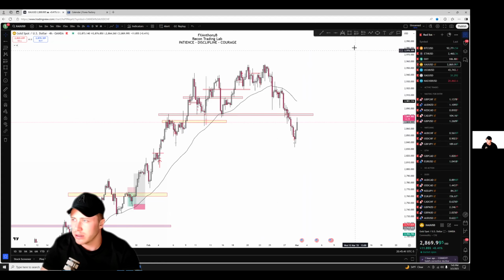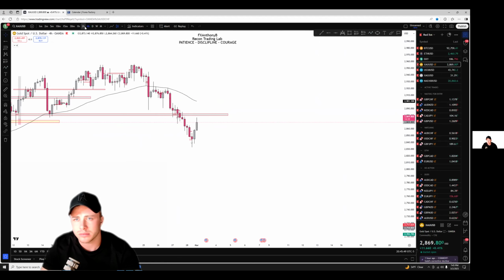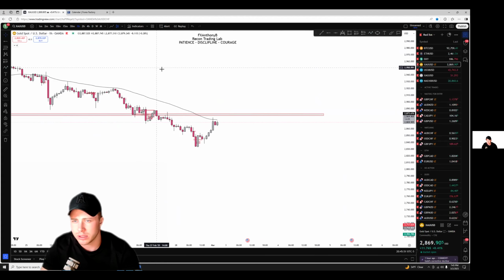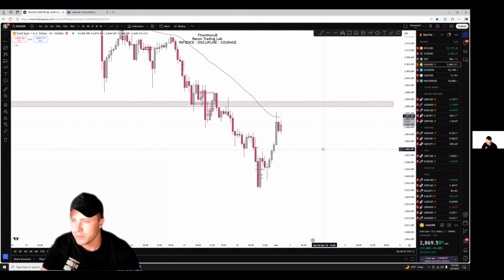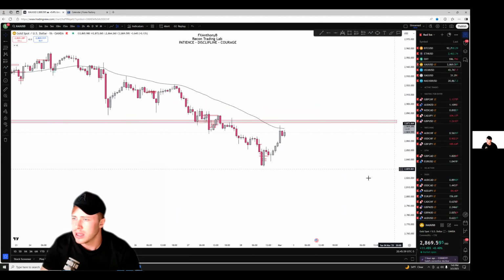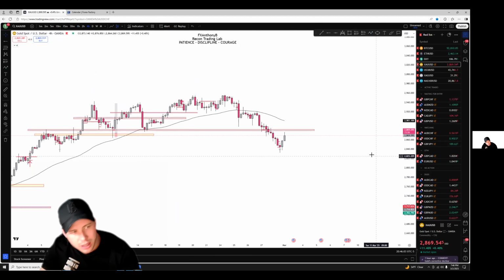But at this area of interest right here, we could just see gold continue to sell off on the lower time frames. You got a lot of stuff going on in here. Yeah, there's nothing really here for a swing trade on gold. We'll have to play in the moment.